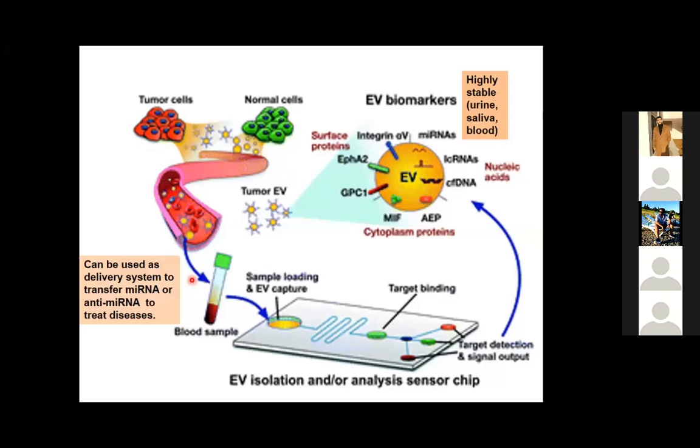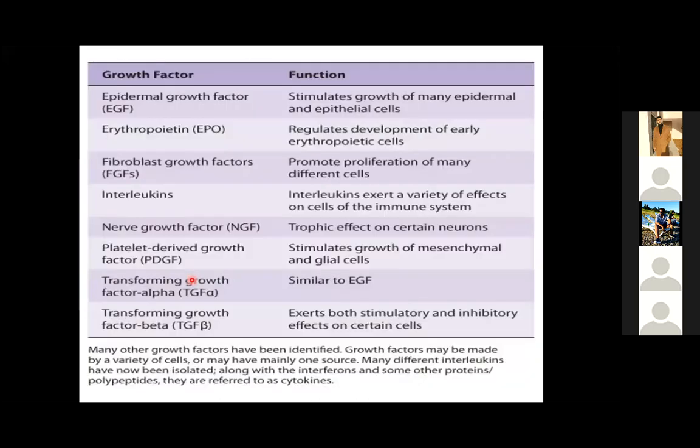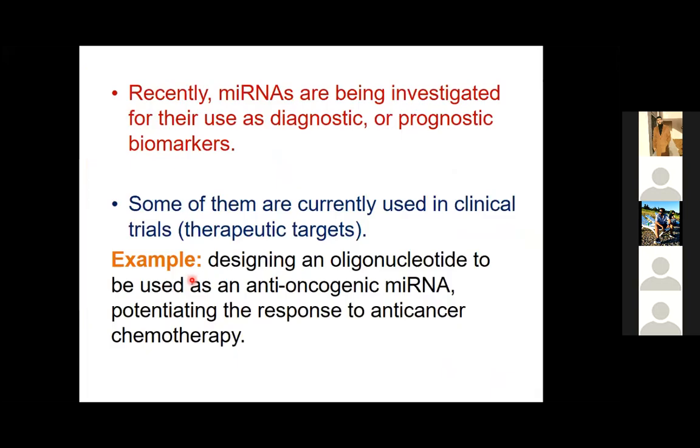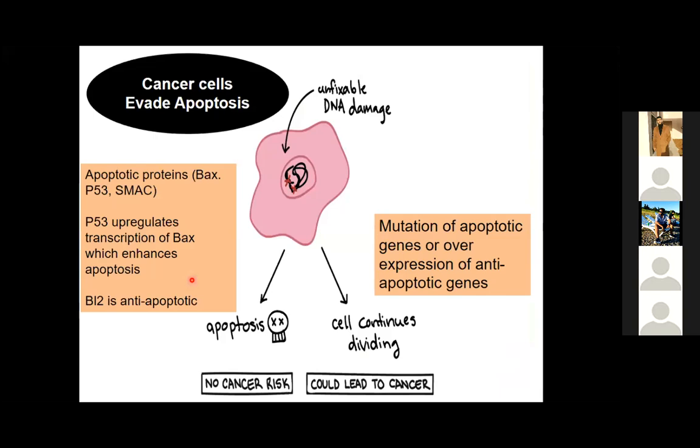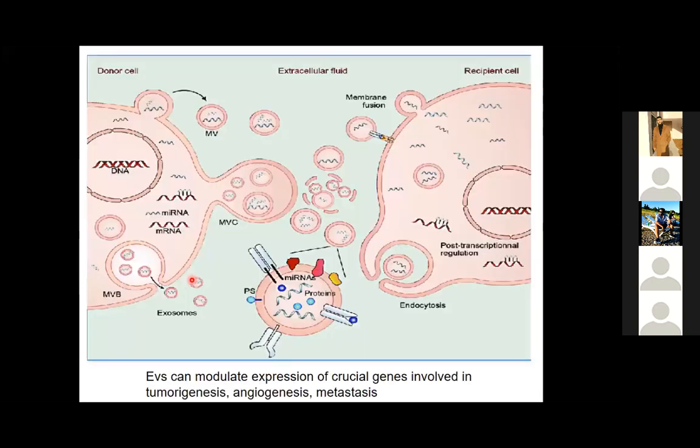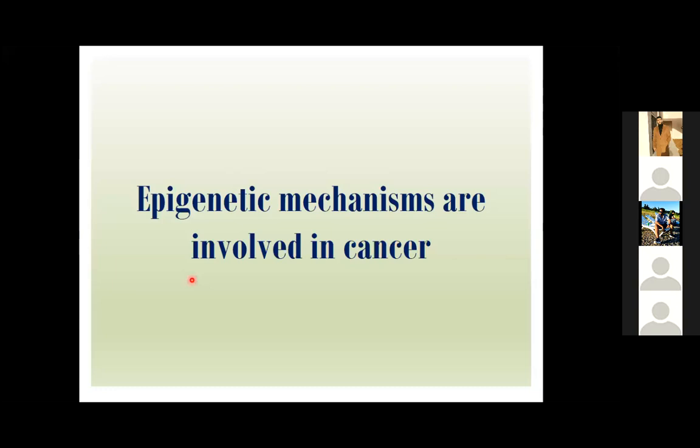Now, we talked about the microRNA. Let's revise. We talked about the cancer genes, the oncogenes, and the tumor suppressor genes in short, of course. And we talked about how the cancer cell evades apoptosis. We talked about the microRNAs and the extracellular vesicles. Now we are going to talk about another factor responsible for carcinogenesis, which are the epigenetic changes. Epigenetic changes are involved in cancer. And let me emphasize that epigenetic changes can be inherited or they can be caused by environmental hazards.